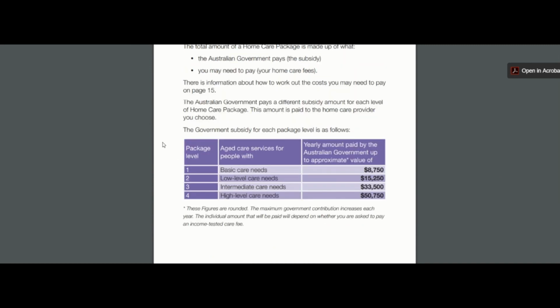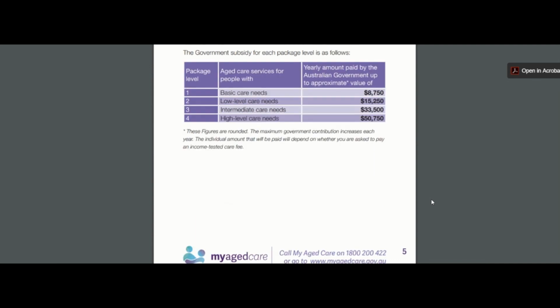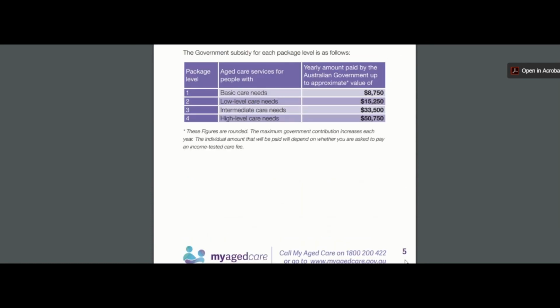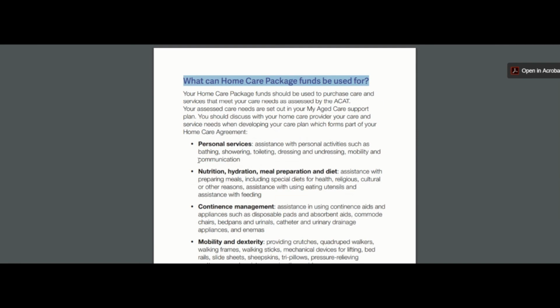I think it's very useful to look at. It gives you an approximate idea, a ballpark figure of, okay, maybe I can get this amount of assistance, right? And this is very useful once you do get the home care package. What can the package be used for? So this was page 5, and this is page 6.